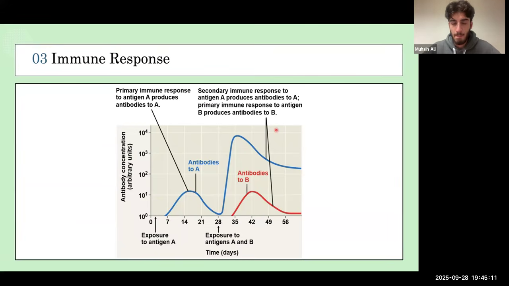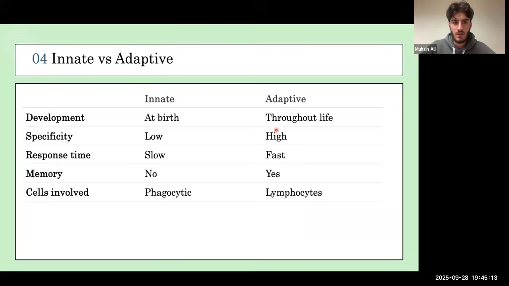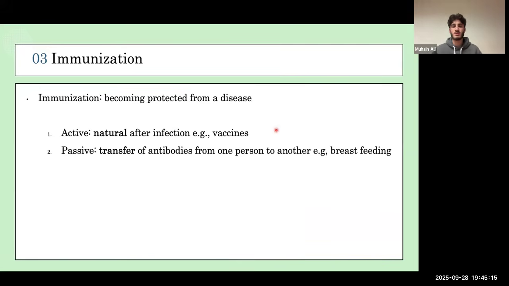Right. Now, lastly, this is, I think, the last part of this lecture, inshallah, immunization. Immunization is the process of becoming protected from a disease, right? And you all know about vaccines and all these things. This is all considered immunization. Now, there's two types of immunization. You have active and passive.